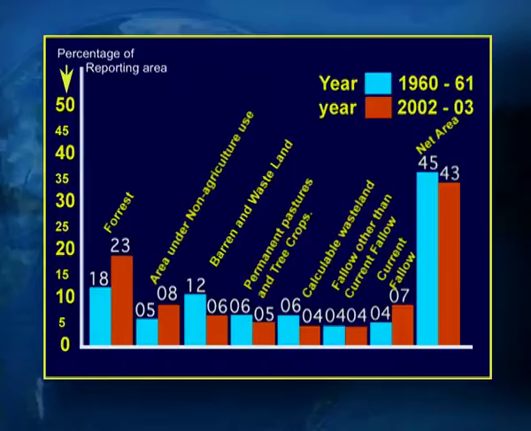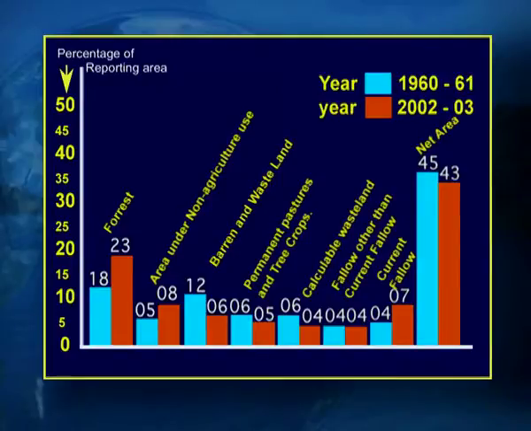On the visual you can see that the forest land has increased over these 40 to 42 years. Another category where there is an increase is the area under non-agricultural use. When we say that the area under non-agricultural use has increased, we must think about the types of activities Indian people are taking up these days, as they are shifting from primary to secondary or tertiary activities.